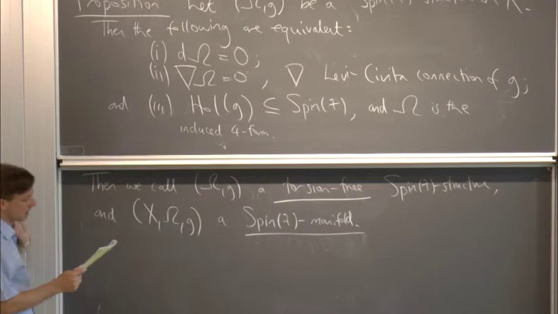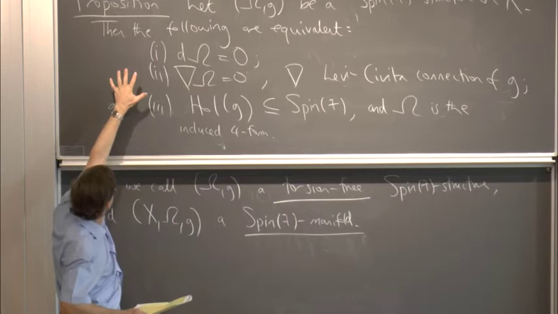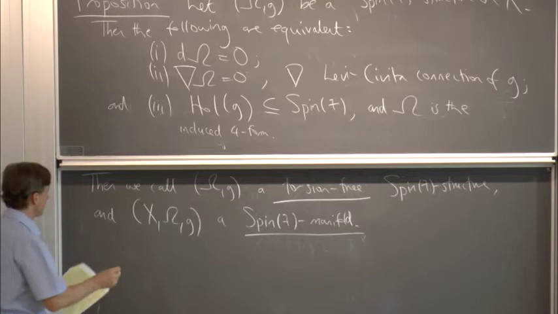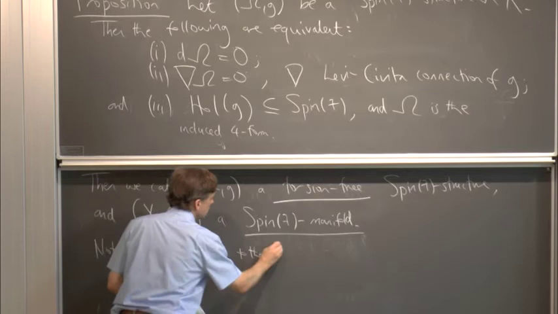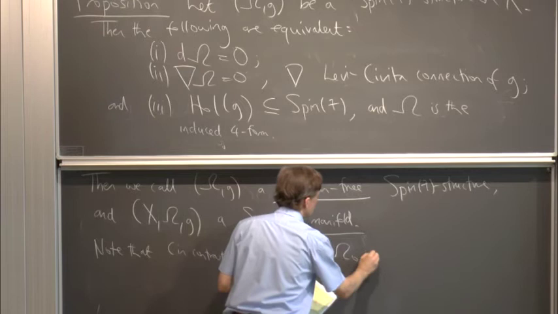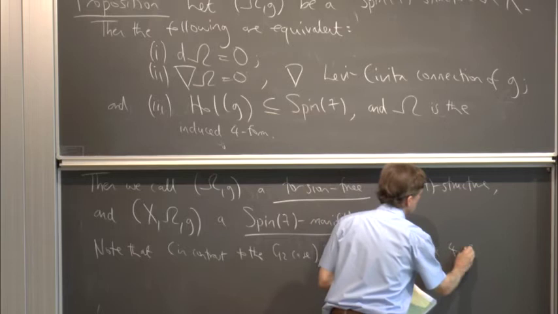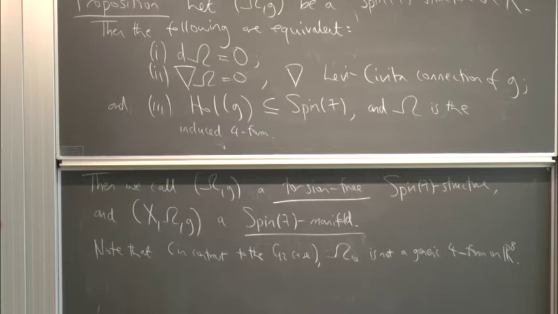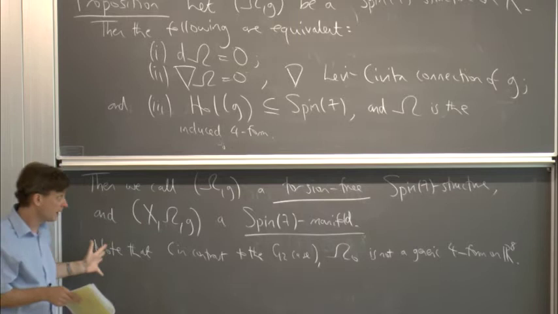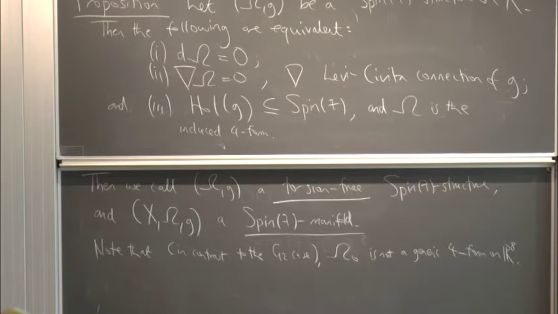Well, let's explain why parts 1 and 2 can be equivalent. We'll note that here, in contrast to the G2 case, Ω0 is not a generic 4-form on R^8. In the G2 case, the G2 3-form φ is generic in the sense that any nearby 3-form is also a G2 3-form for a different G2 structure. So the G2 3-form wasn't really special, but the Spin(7) 4-form is.